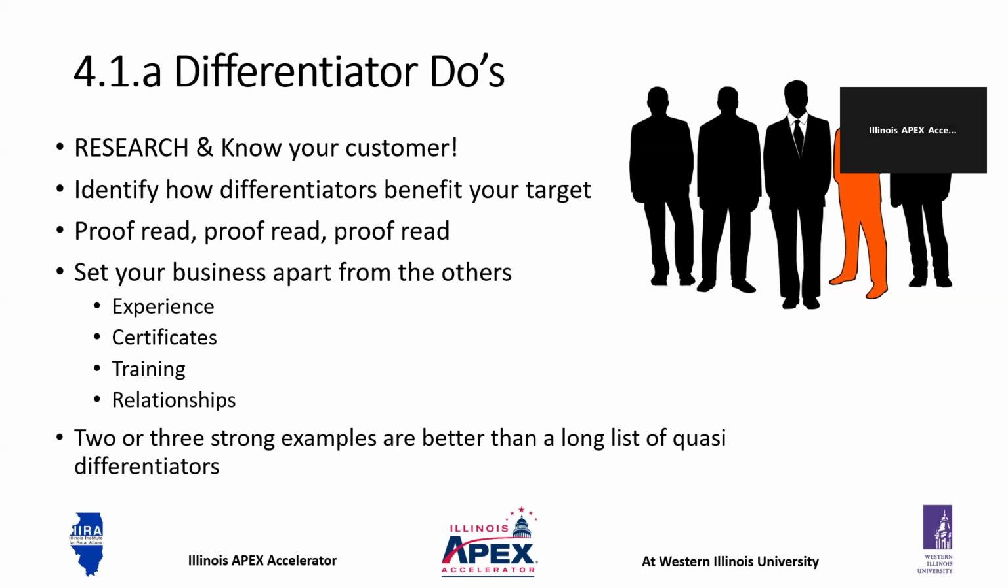Proofread, proofread, proofread. I'm not sure if you're like me, but I can write an entire dissertation and still have typos. But if I have someone else that has a second view of my capability statement, they may find typos that I would not normally see. So share your capability statement with your local Apex Accelerator, or it may be someone in your office or a relative, and let them have a look at it so that they can point out some of those easily missed typos.